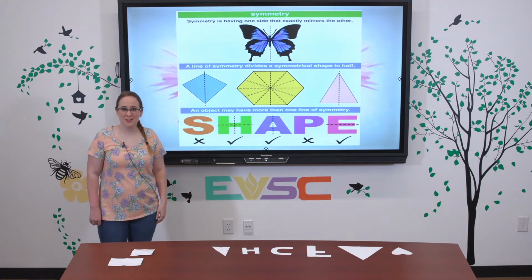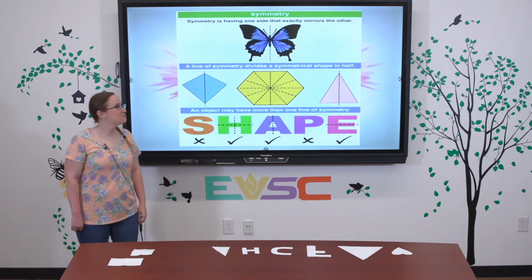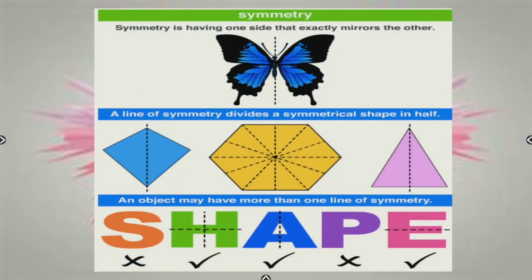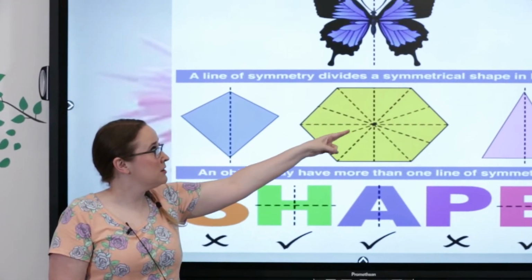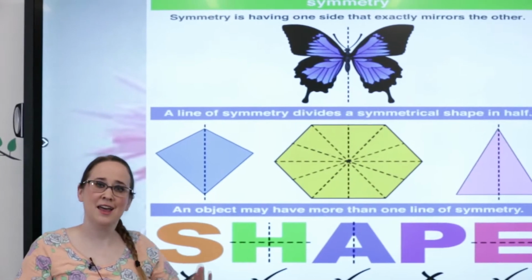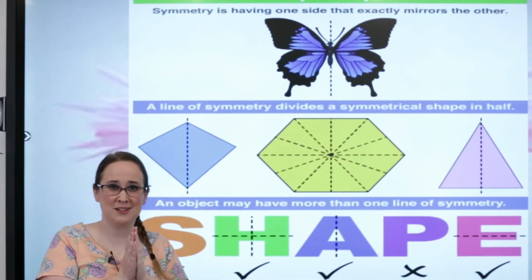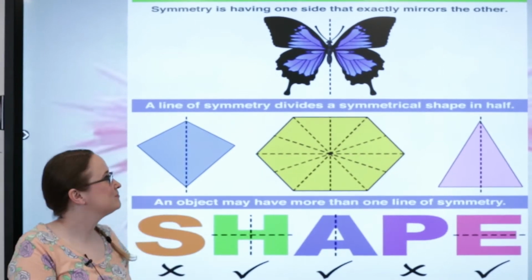Let's go over the definition of symmetry first. Symmetry is having one side that exactly mirrors the other. If you look at this butterfly right here, there is a line going down the middle, a vertical line, and if you were to fold that butterfly in half, it would match perfectly, exactly.